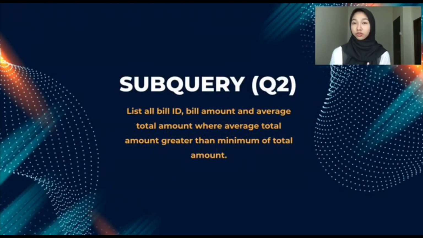Alright, so for the last question for subquery, question number 2: list all bill ID, bill amount, and average total amount, where average total amount is greater than the minimum of total amount. So moving on to the SQL.